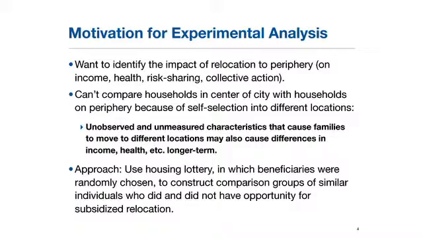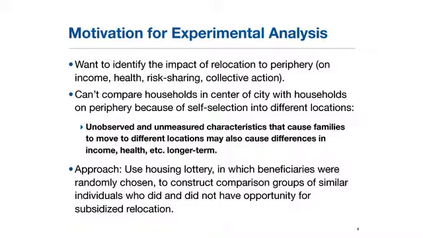And the reason we're looking for an experimental analysis, why we want to have a situation where we have something like a lottery, is that we can't compare people who've made this choice on their own to live in a distant location to those who live in a central location, right? So you could imagine, I want to know what's the impact of living on the urban periphery. Let me just go find some people who live on the urban periphery and compare them to people who live in the city. And we can't just do that, because it actually could be that those unobserved and unmeasured characteristics of those individuals that cause them to move to the urban periphery could actually be the cause of a change in income or a change in other things that we see, right?